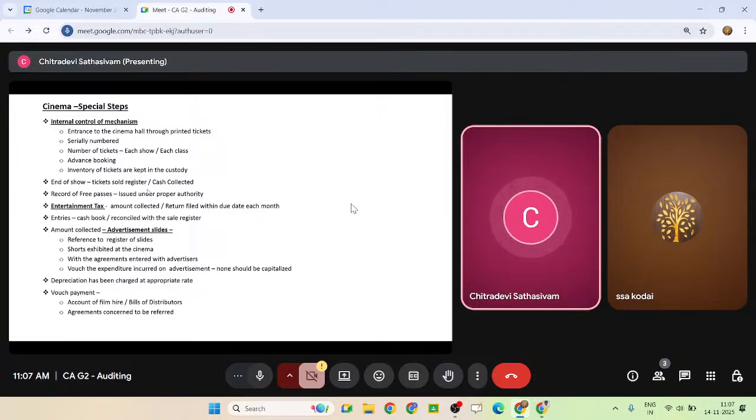And the most important thing is, like we all know, luxury tax is there, GST is there, entertainment tax is the most important thing for all these cinemas. For this also you have to do a return filing separately. This money is also collected as a part of the ticket price when you sell the tickets. So that money is also settled with the government accordingly. And you have to do the entries, cash books, and register of sales and everything.